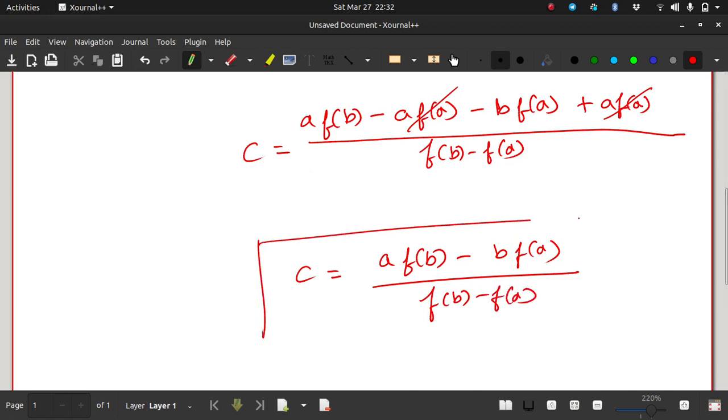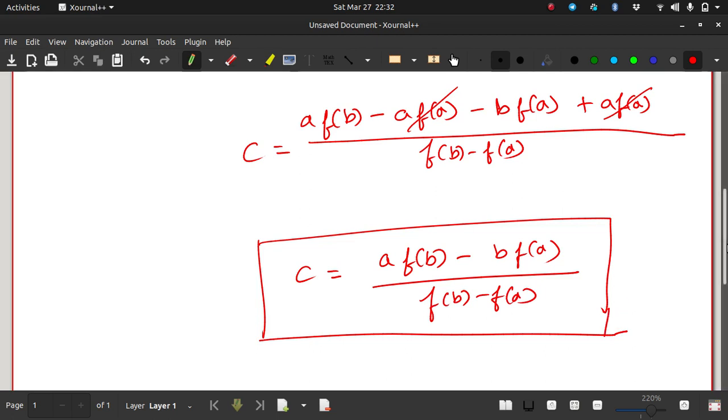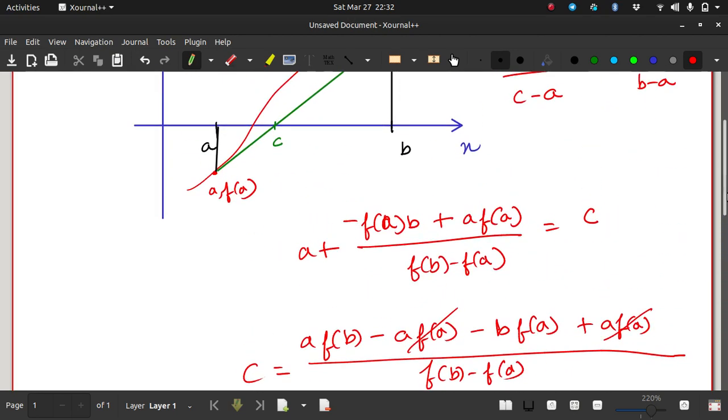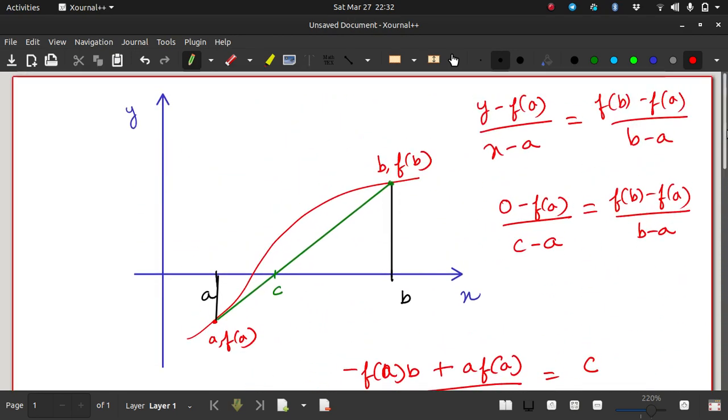So this is the value of c in the regula falsi method or the false position method. It is not as simple as a plus b by 2, right? This is a weighted value. It depends on the values of the function at a and b. So now let us implement this in our Octave code and see how this is better. Let us compare the bisection method and the regula falsi method and see how this is better than the earlier one.